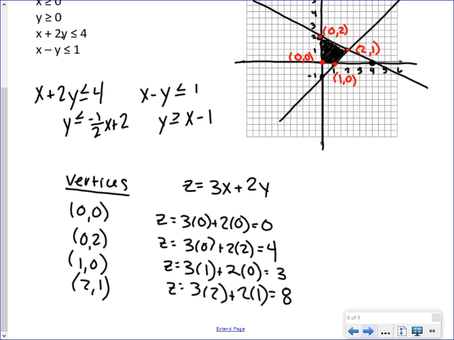Are we okay with where I got my numbers? Testing your vertices in the objective function.